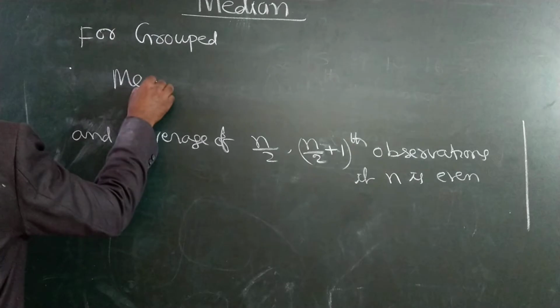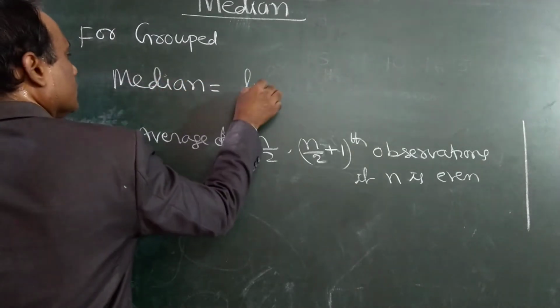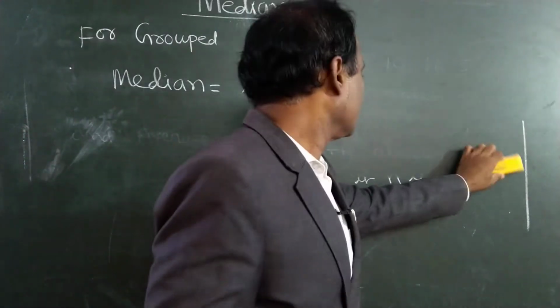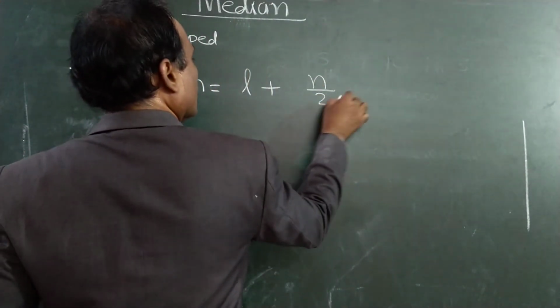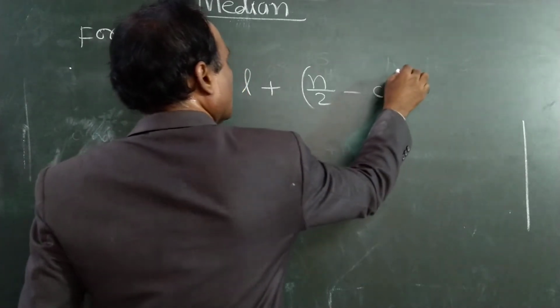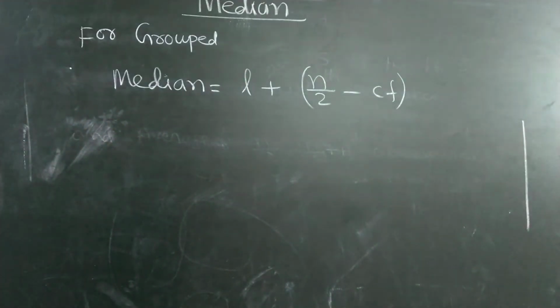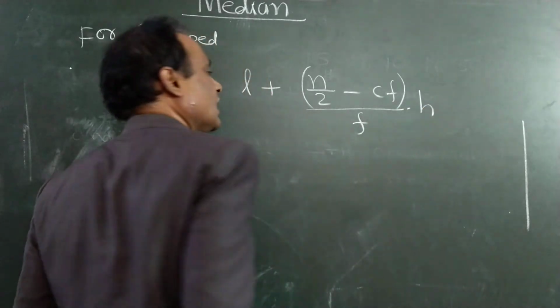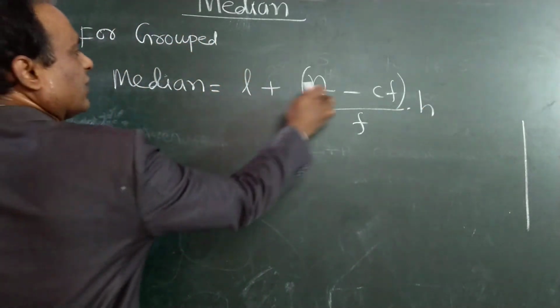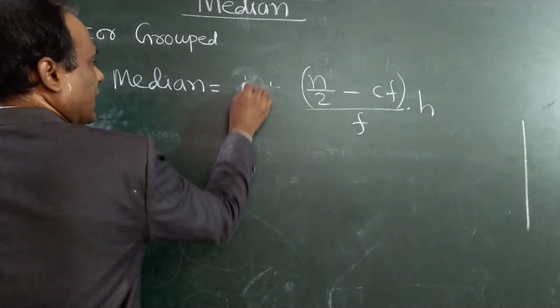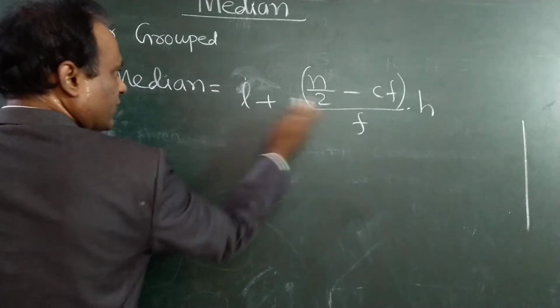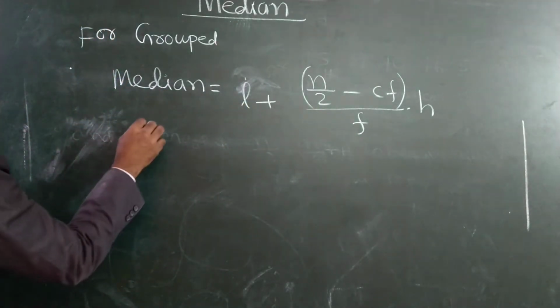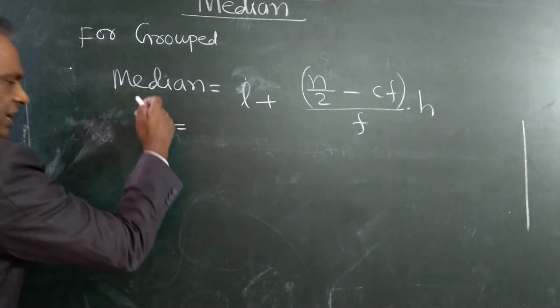Grouped data median formula, write down. Median is equal to, this is the formula. You remember, L is not added only to the numerator; this total fraction is separate, plus L. So this is the formula. I will introduce all the symbols. What is n?